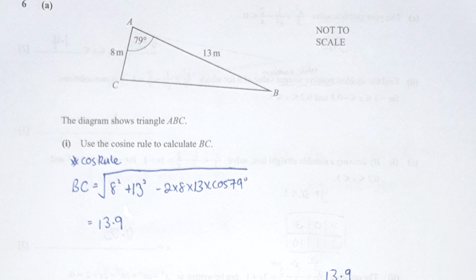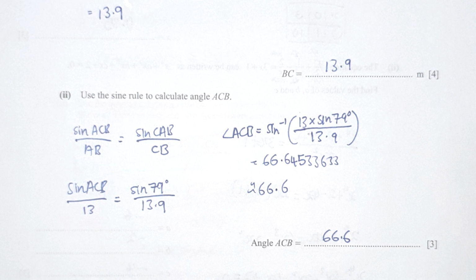Question 6, as mentioned by the question, using the cosine rule, simply substitute the values into their respective spaces, and you should get BC as 13.9. Part 2, using the sine rule, cross multiply them, then you get your final result after correcting it to 3 significant figures as 66.6.